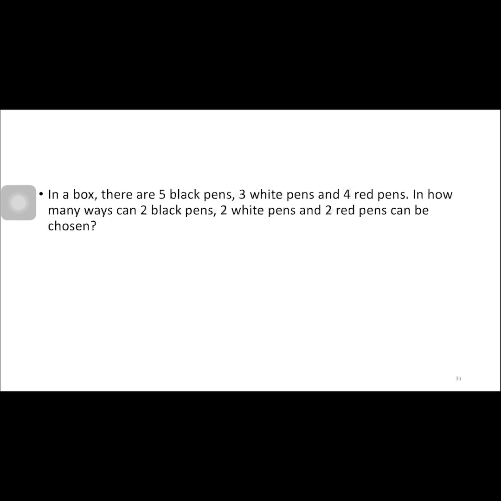Next. In a box, there are 5 black pens, 3 white pens, and 4 red pens. Again, we need the black pens, the white pens, and the red pens. For the black pens, we only need 2. For the white pens, 2. And for the red pens, 2, from the available 5 black pens, 3 white pens, and 4 red pens. So that would be 5C2 times 3C2 times 4C2, and that is equal to 180.